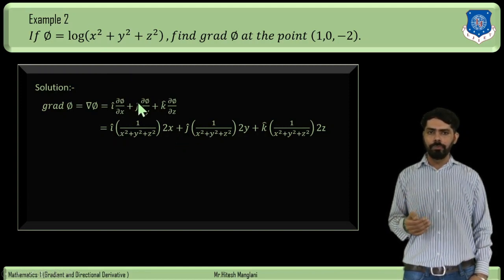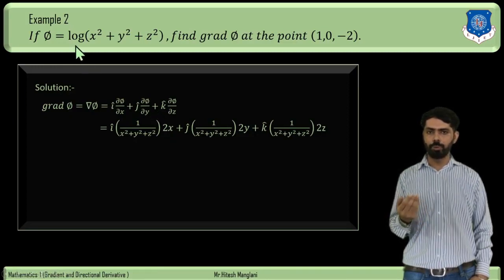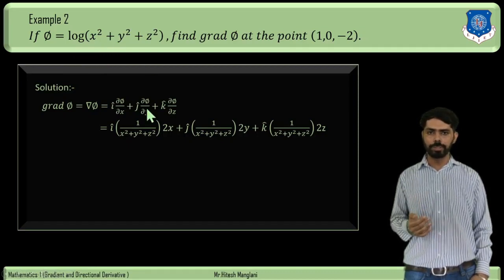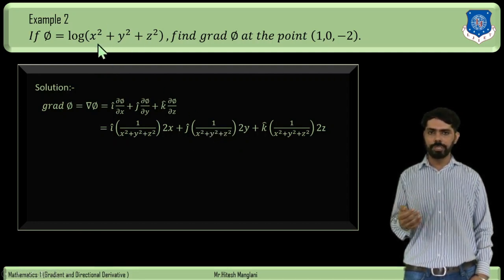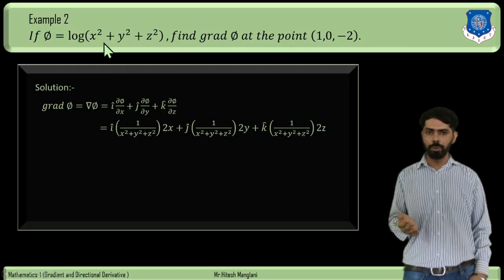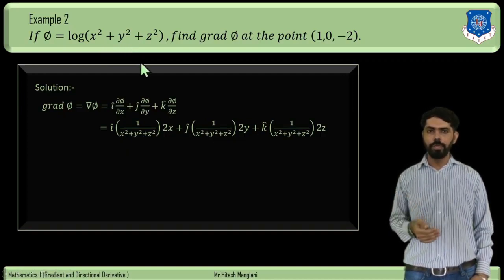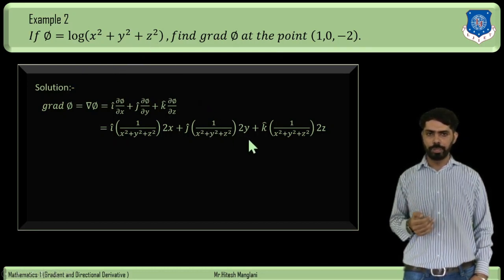Now we will find out del phi by del y. That means we will take partial differentiation of phi with respect to y. So x and z are constant. So we know that derivative of log x is 1 divided by x. So here it will be 1 divided by x square plus y square plus z square. Now we will find out derivative of bracket. So here first term is x square. So derivative of that term will be 0 because we are partially differentiating with respect to y. And now we will find out derivative of y square with respect to y. So it will be 2y, and the derivative of third term will be 0 because third term is z square. So here it will be into 2y plus k cap.